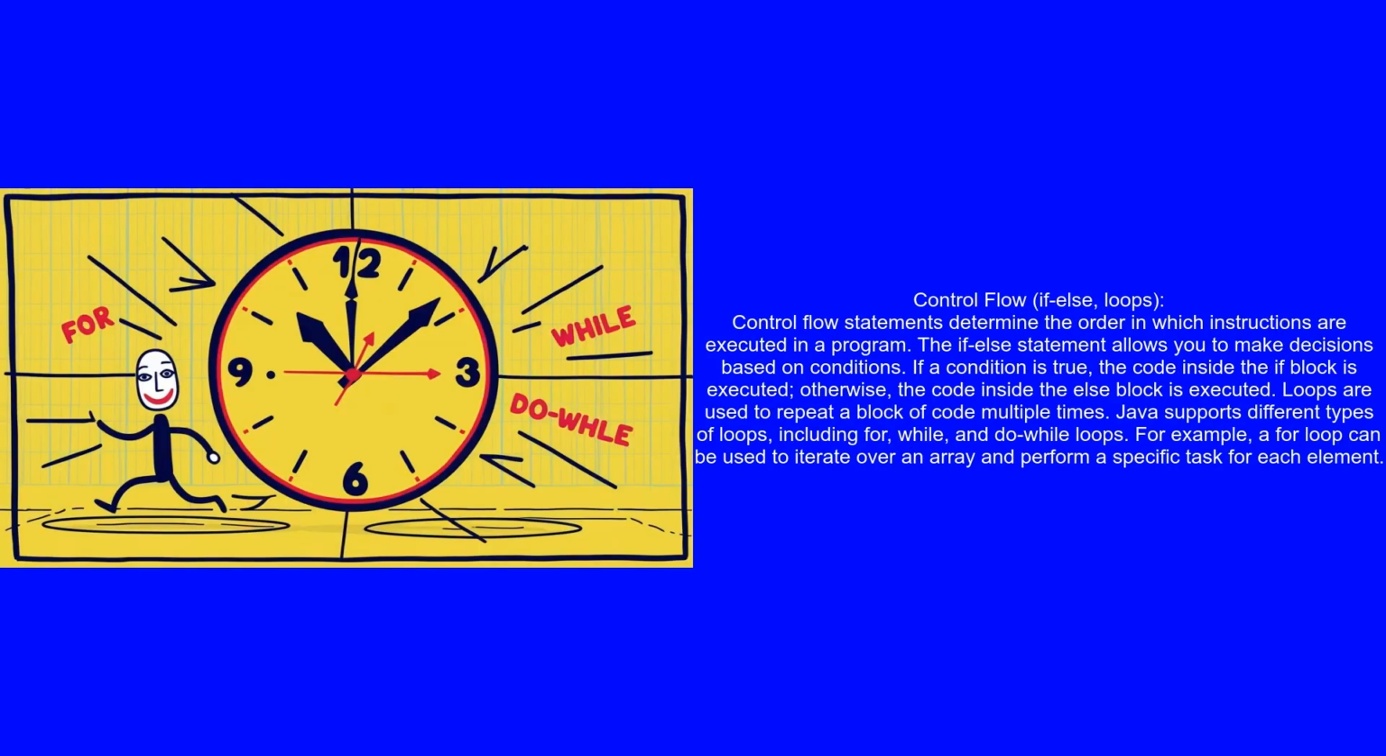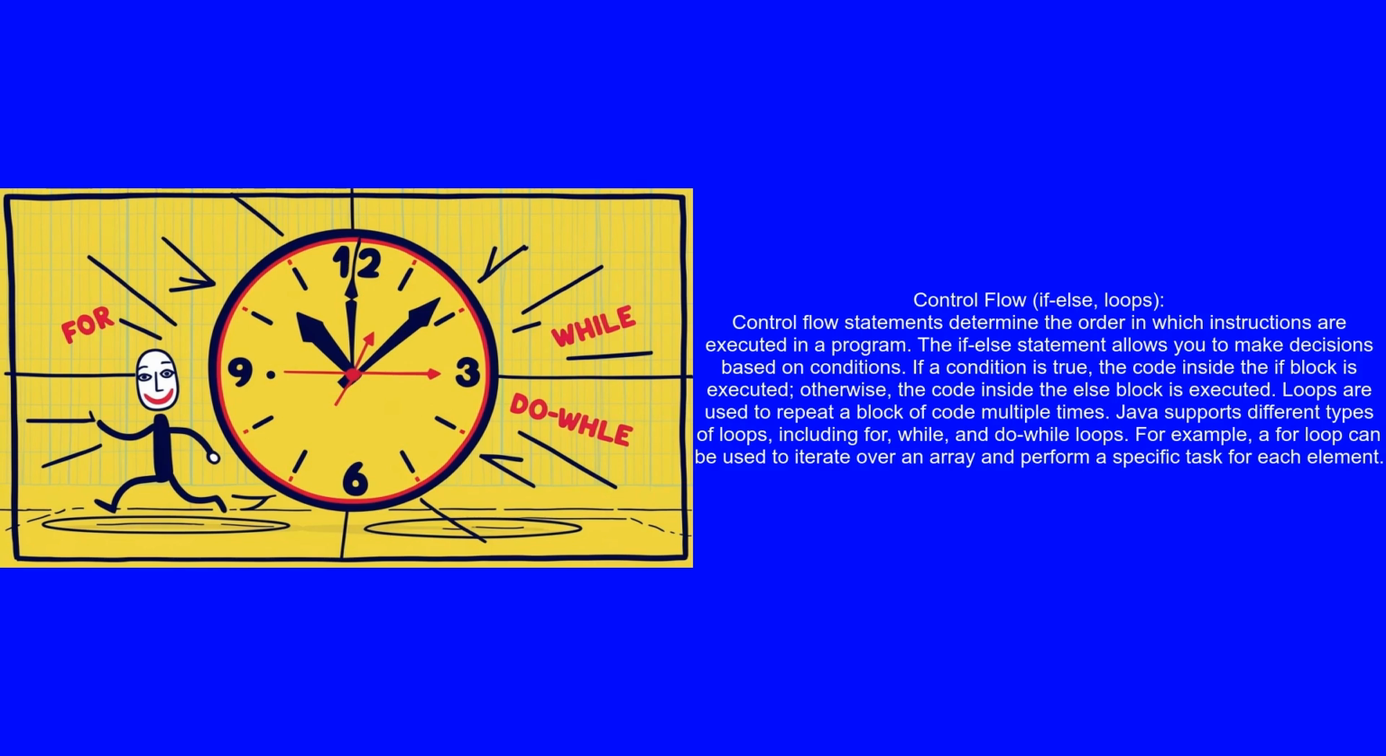Alright, so let's talk about control flow in programming. Control flow statements basically determine the order in which instructions are carried out in a program. One common control flow statement is the if-else statement, which lets you make decisions based on certain conditions. So, if a condition is true, the code inside the if block gets executed, and if it's false, then the code inside the else block runs instead.